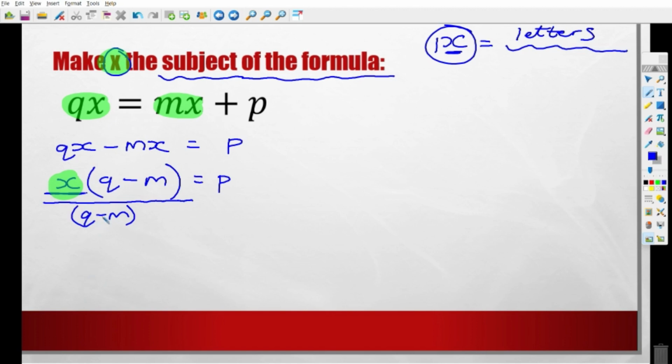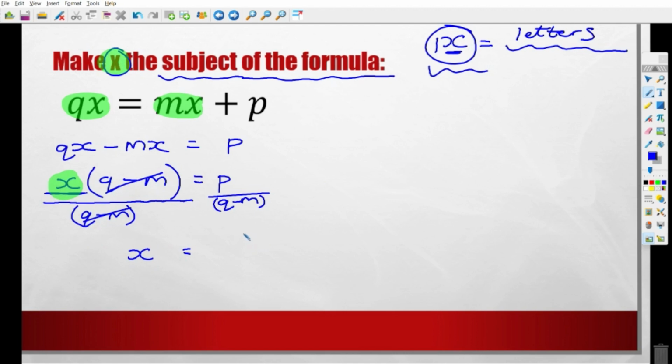But now I'm not balanced. I need to divide on both sides, on my left and my right. Now, q minus m and q minus m are going to cancel, and I'm going to be left with x by itself. That's what I was looking for. They said make x the subject. There's x. It's the subject. There's only x now. Fantastic.